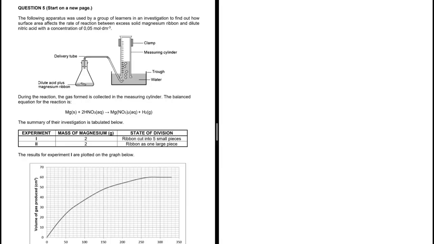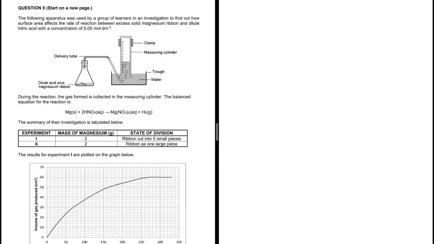Let's take a look at 5.4. So 5.4, will the rate of the reaction at 250 seconds be greater than, less than, or equal to the rate of reaction in question 5.3? Give a reason for the answer. So in 250 seconds, it is going to be less than. Okay. Why do we say that it is going to be less than?